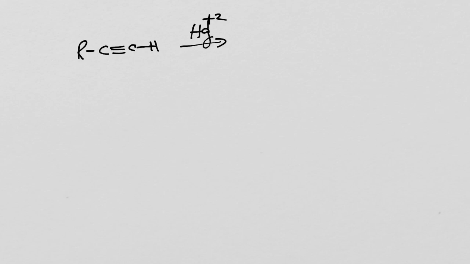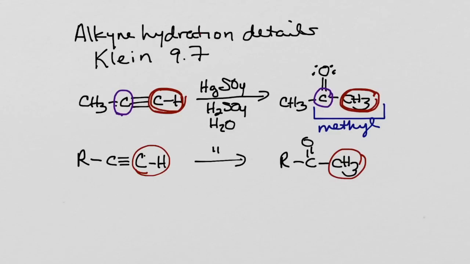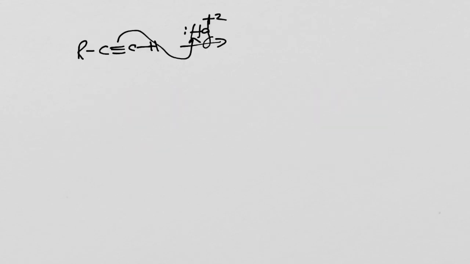The first step of the mechanism is going to be similar to what we saw with alkenes. The idea that the pi electrons of the alkyne are going to be attracted to the electrophilic 2+ cation of the mercury. And so we're going to see the pi electrons reacting with the mercury, generating an intermediate mercuronium ion.